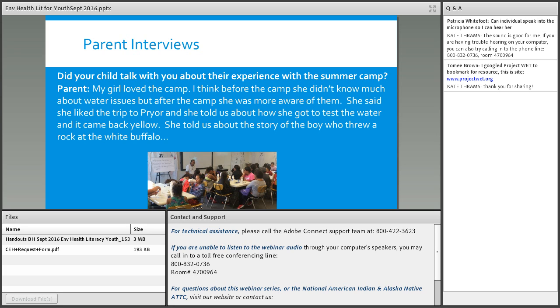And so we talked to the parents. We asked the parents about their perception of what their kids had learned. And so lots of parents said overall, they felt their child had loved the camp, that she didn't know as much before, and then she became more aware of it, and that she liked the trip to Pryor and the story.